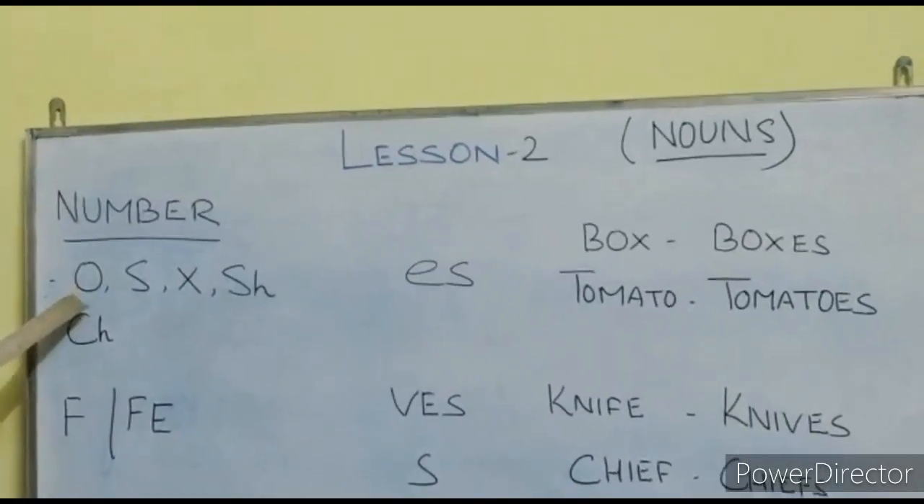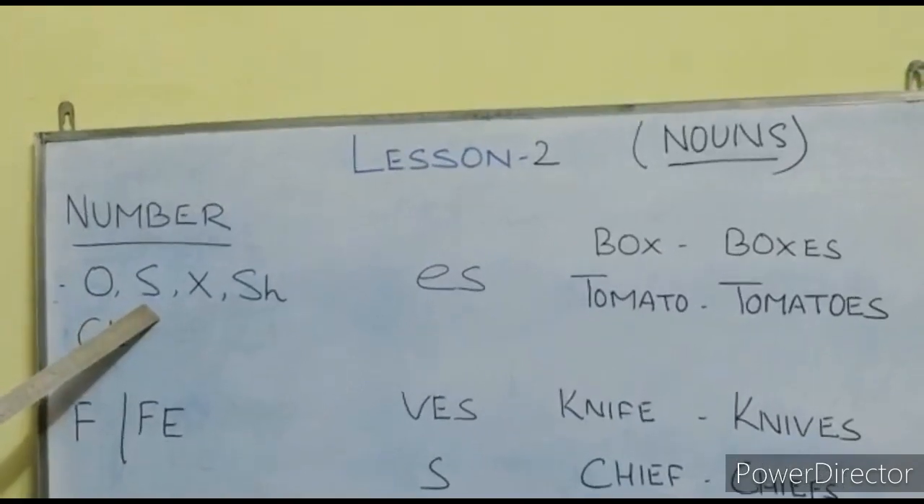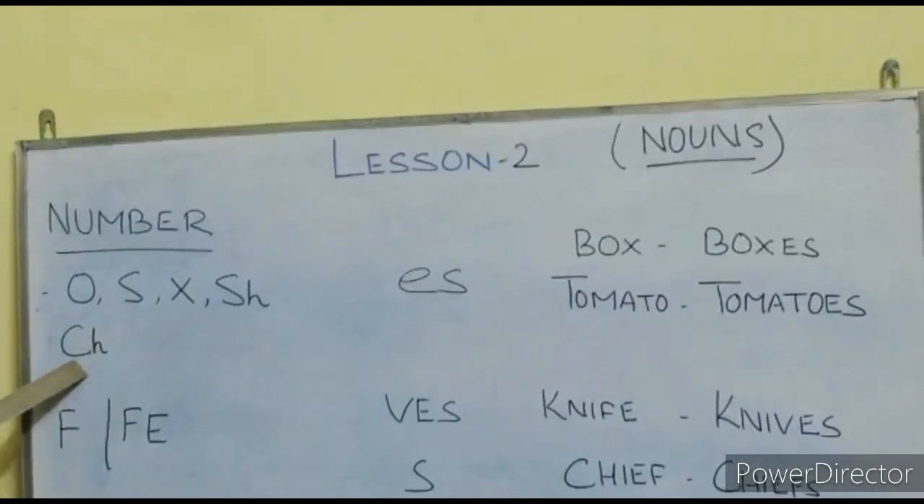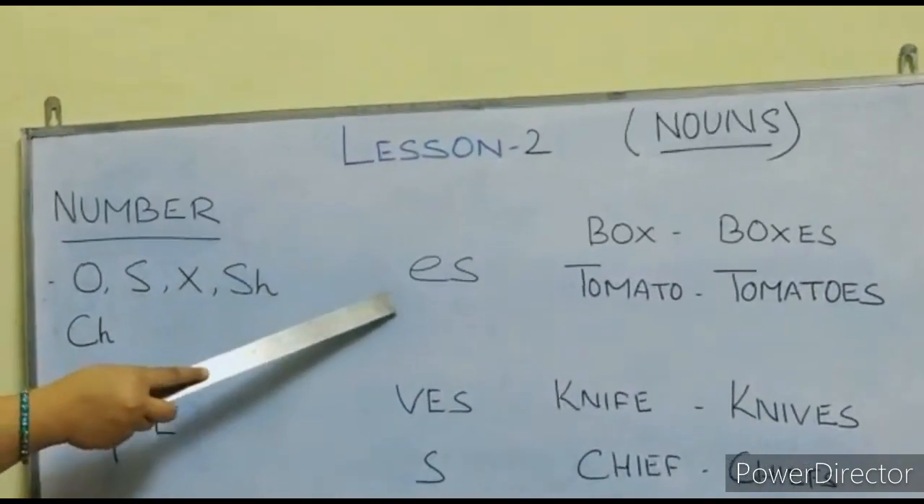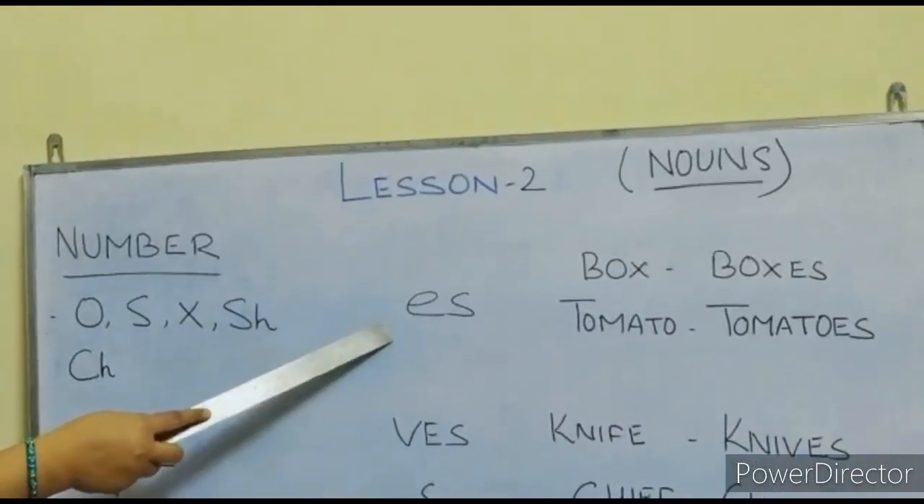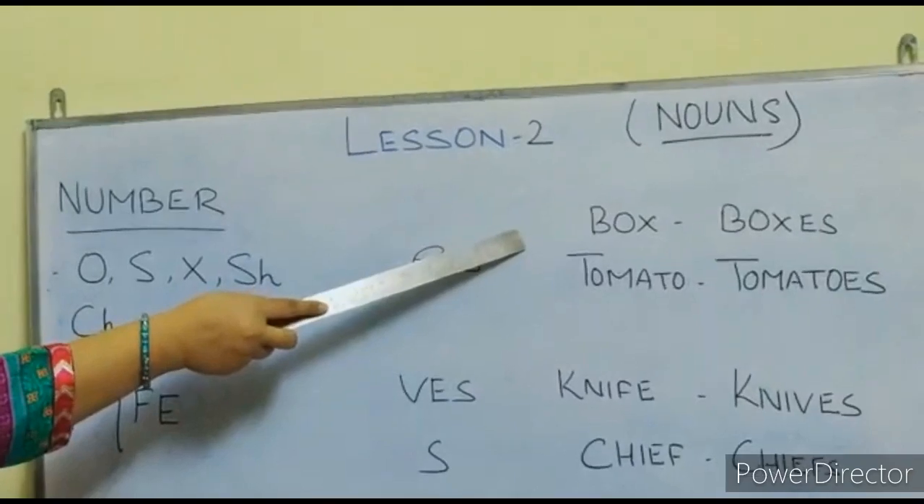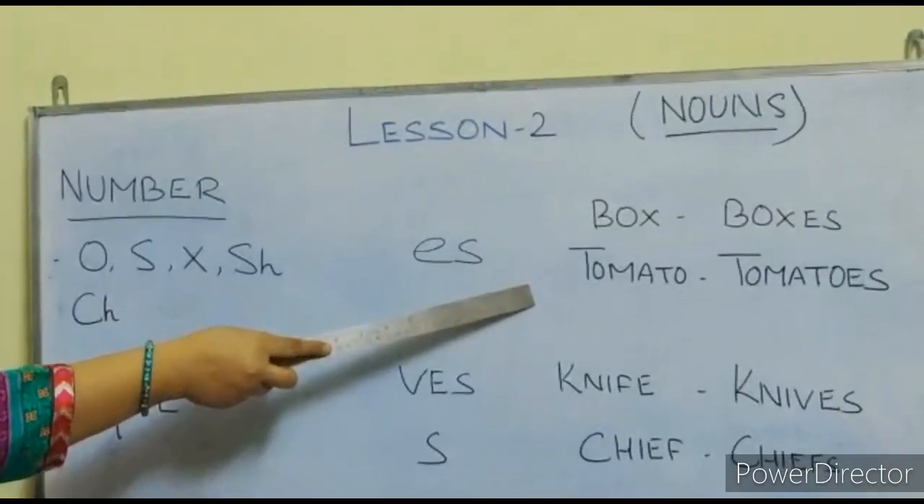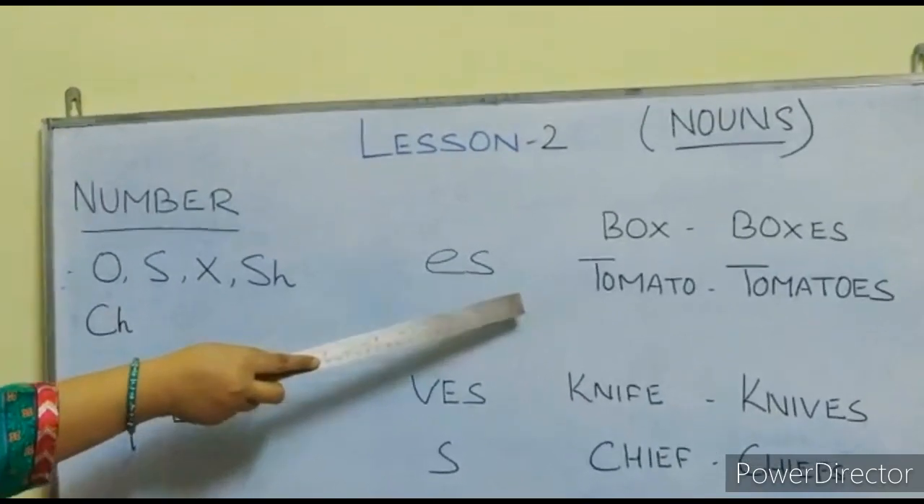If a word ends with O, S, X, SH, CH, we will add ES to make the word plural. Like box, boxes. Tomato, tomatoes. We have added ES here.